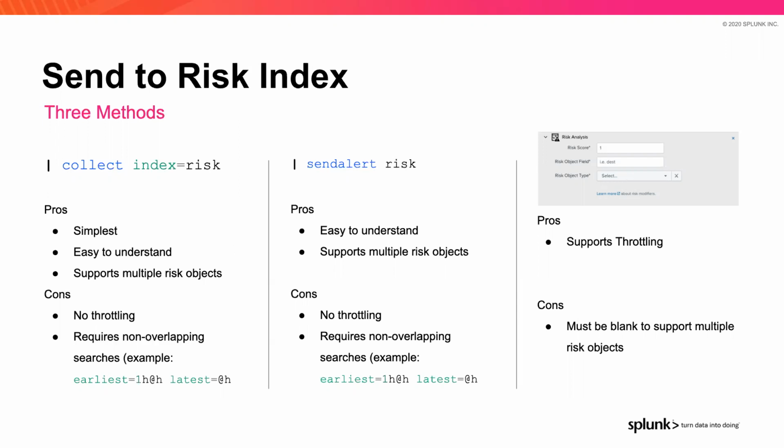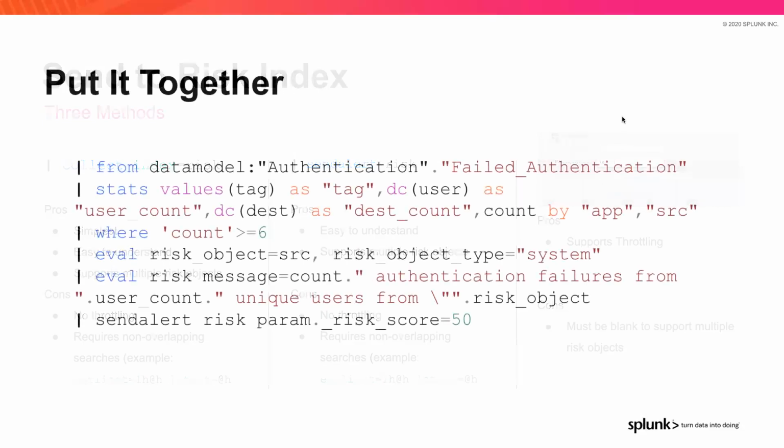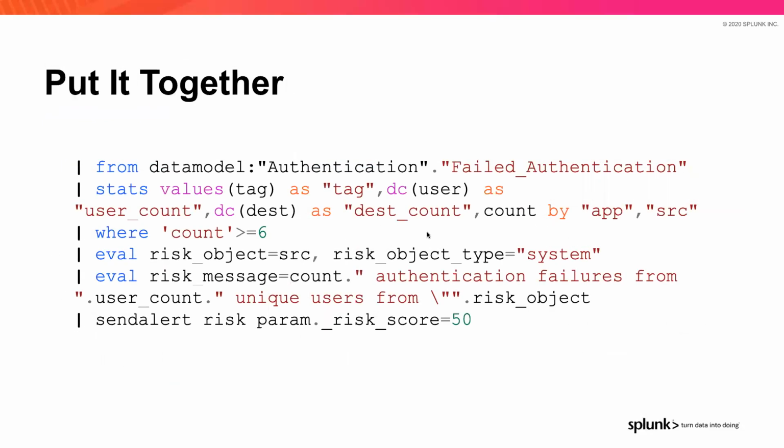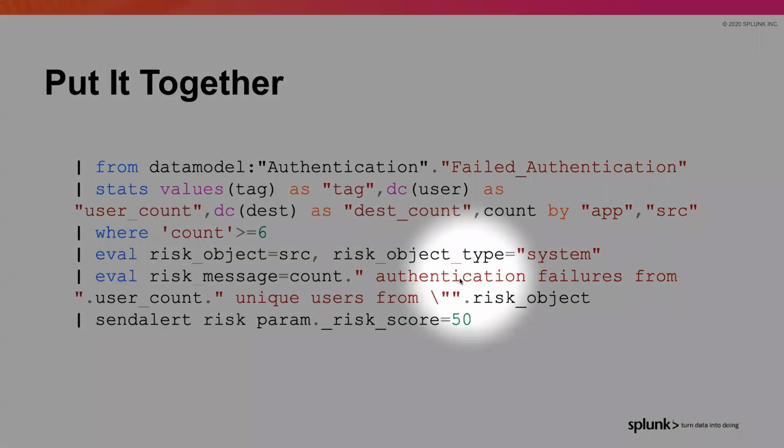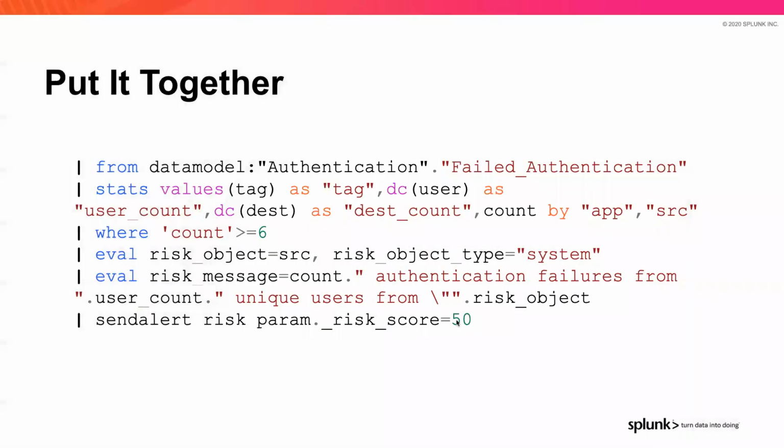Lastly, we have our finished alert. This is what it looks like. Pretty simple. We are evaling a risk object and risk object type. We are adding a friendly message, and we are sending the alert with a parameter of 50. Something I chose off the top of my head, that's in the medium range. As I get a better feel of how noisy this alert's going to be, I will lower it or raise it as needed.